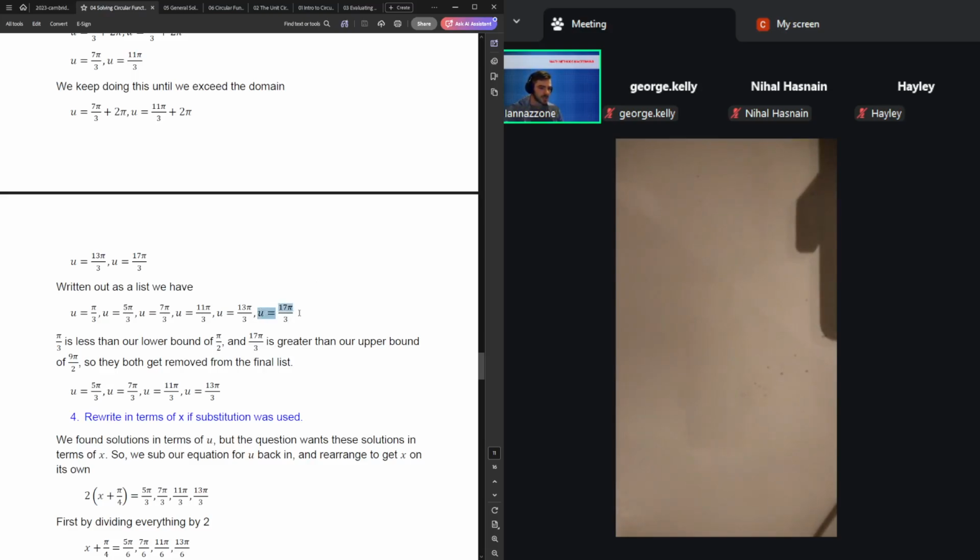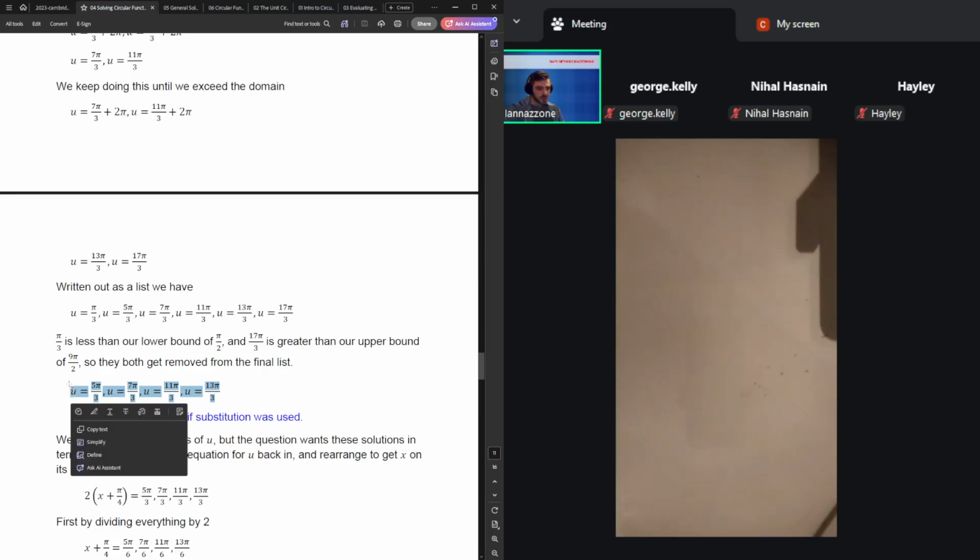In this case, it comes out to be the case that this one's too big and this one's too small. Right, this one's less than our lower bound of pi over 2. This one's greater than our upper bound of 9 pi on 2. So we're just going to knock them off from the list. And that gets us our solution set.